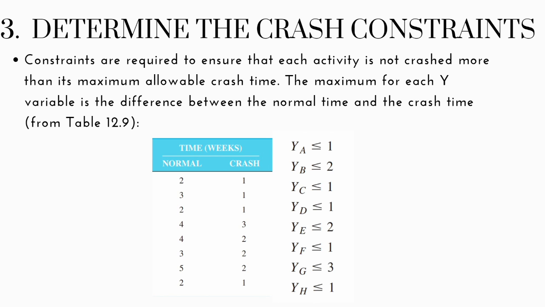Next is to determine the crash constraints. Constraints are required to ensure that each activity is not crashed more than its maximum allowable crash time. The maximum for each y variable is the difference between the normal time and the crash time, also from table 12.9. Here we can see the time in weeks has a difference between the normal and the crash time. For activity A, it is 2 minus 1, so y sub A should be less than or equal to 1, and so on until y sub H. We just need to subtract the crash time from the normal time to get the constraints.